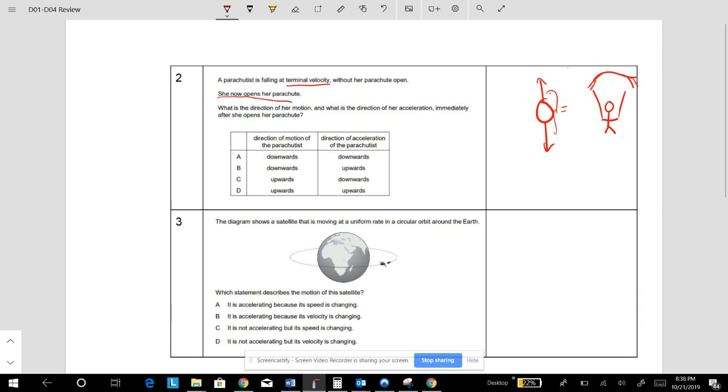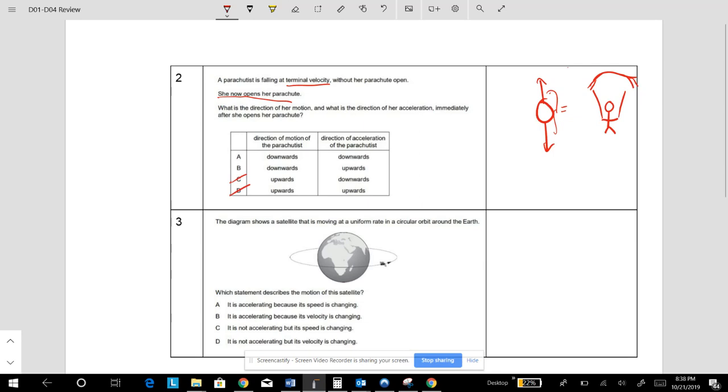What is the direction of her motion? So one of the things is with a parachute, it always is going to go downwards. So if we look at the direction of motion, it's always going to go down. It's not going to go up. At no time will someone falling out of a plane all of a sudden start flying upwards. So we can cross off C and D.